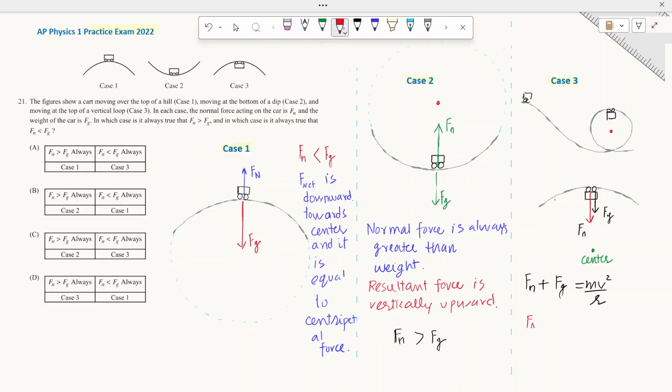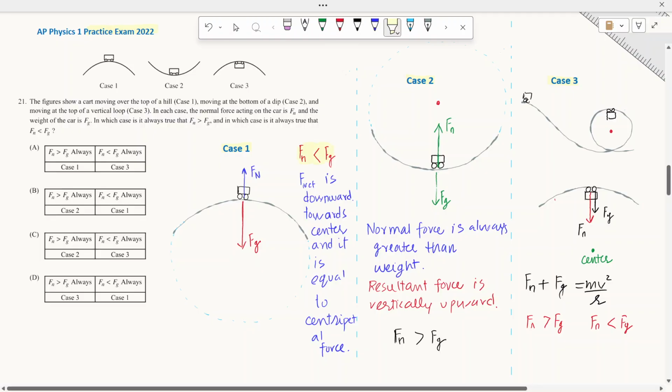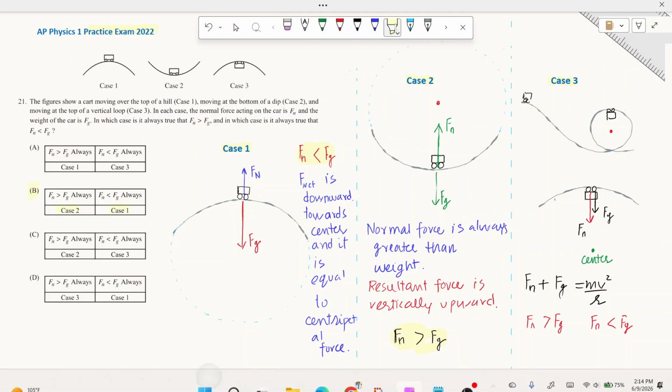It can be more than the force of gravity, or it may be less than the force of gravity, because in both of these cases the force is in the same direction, that is towards the center. So the result which we have concluded is only given in option B. So this must be the right answer.